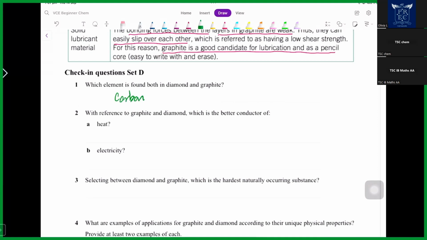With reference to graphite and diamond, which is the better conductor of heat? Do you know why it is a better conductor? It's more tightly packed, so it can conduct the heat better. So of course, diamond. For electricity, it is graphite.